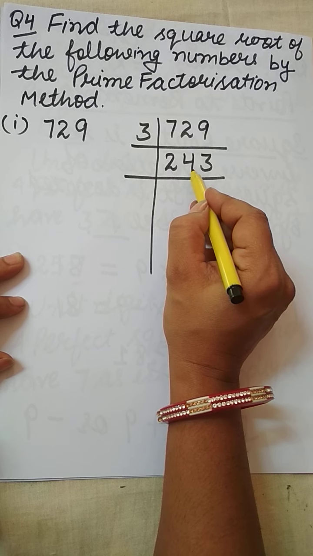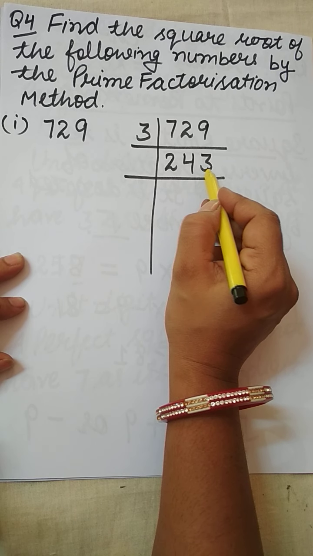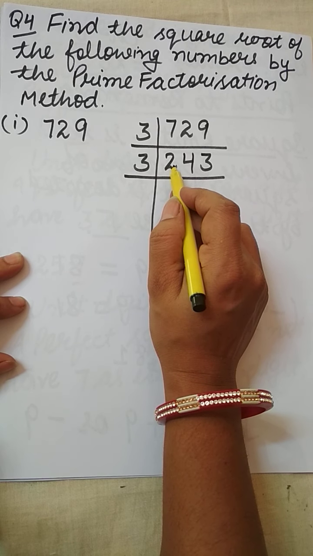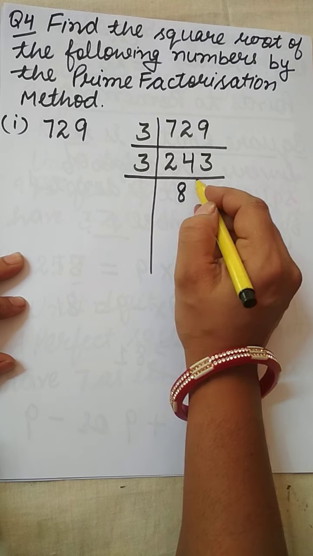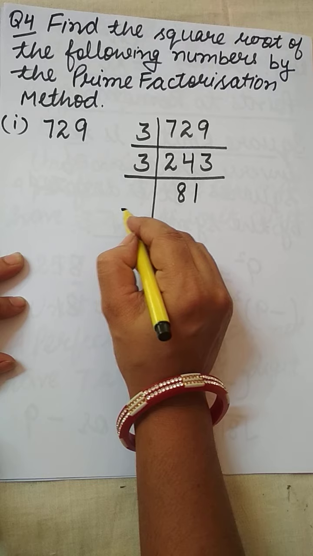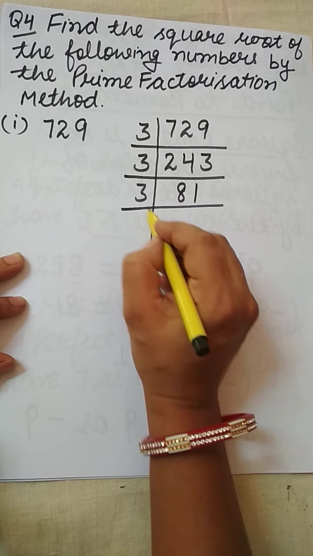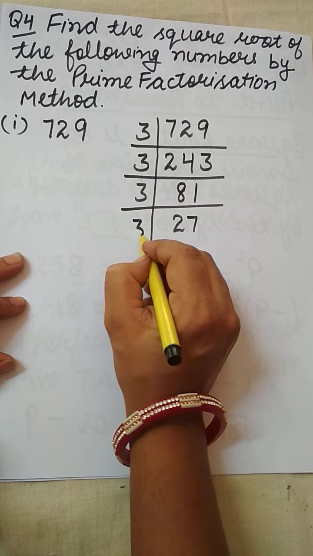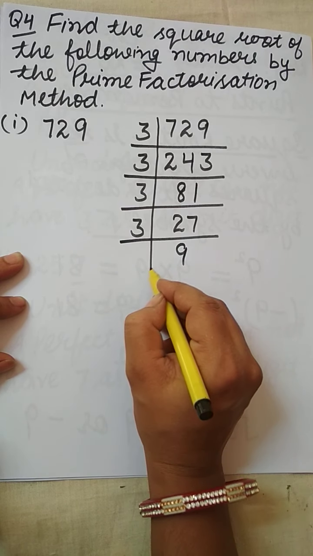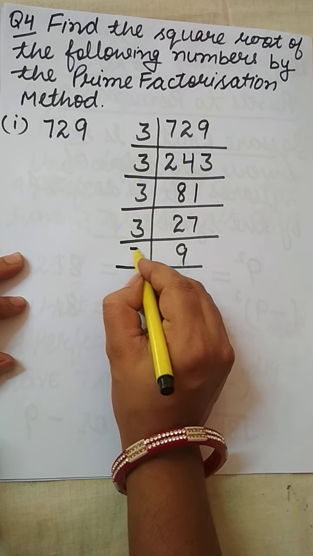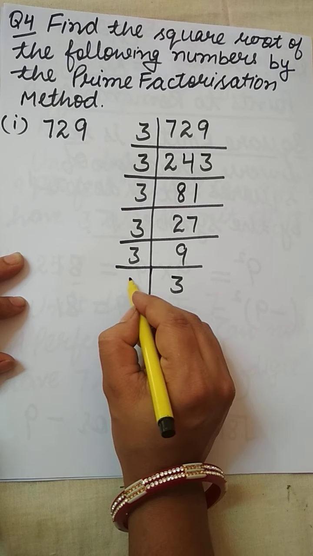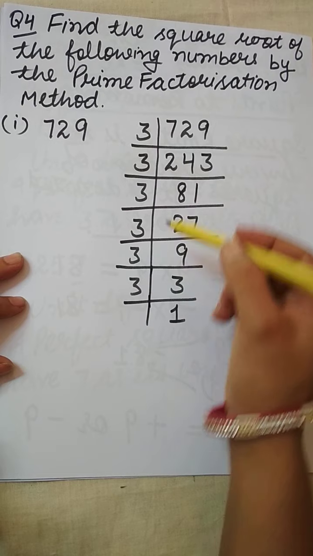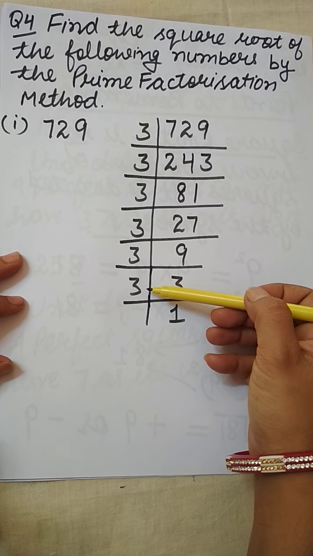2 plus 4 is 6, 6 plus 3 is 9. 9 is divisible by 3. So here 3 8's are 24, 3 1's are 3. Now 81 is again divisible by 3. Now here is 27. 9 3's are 27, 3 3's are 9, 3 1's are 3. Here I got the prime factors of 729.